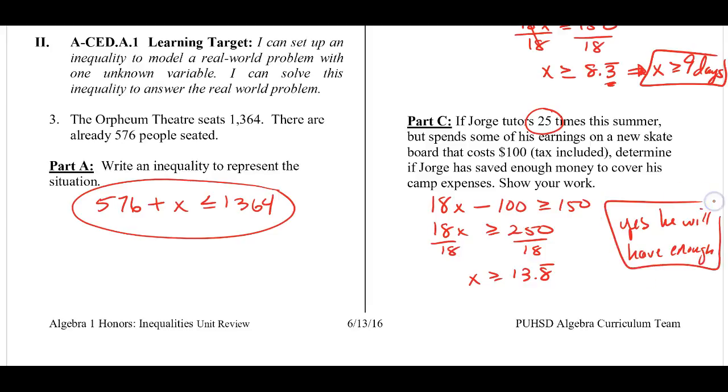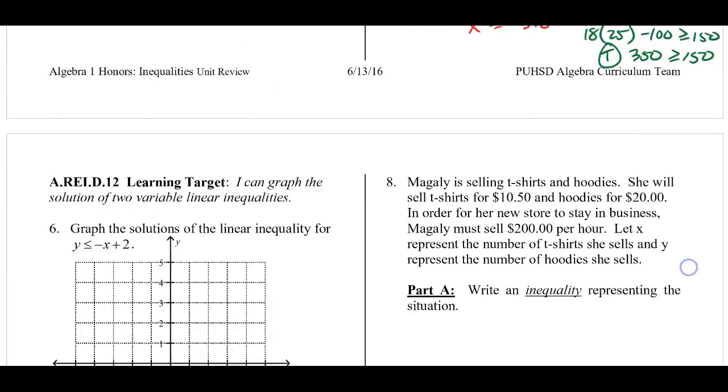Alternately, what you could have done is plug in 25 for x. So instead of solving for x, we could have said 18 times 25 minus 100. We wonder if that's greater than or equal to 150. So 18 times 25 is 450, minus 100 gives me 350. And since 350 is greater than 150, he will have enough money.